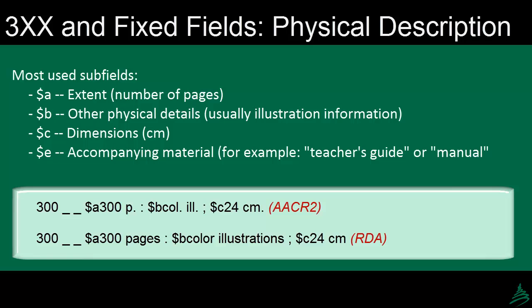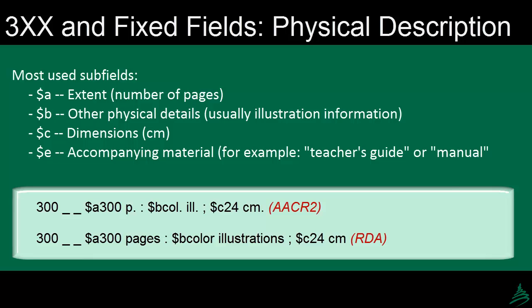Sometimes you'll see a subfield E in a 300 field, which would be accompanying material, a teacher's guide or a manual, booklets. When you have Wiis, there's always an instruction booklet that would go in your subfield A. So at the bottom of the page, I've included a couple of different examples.